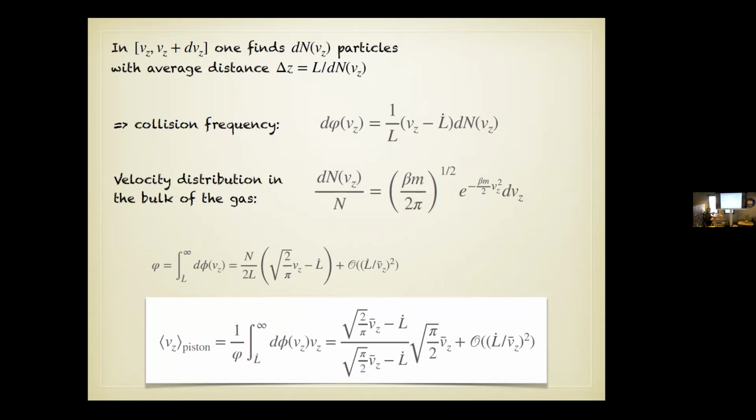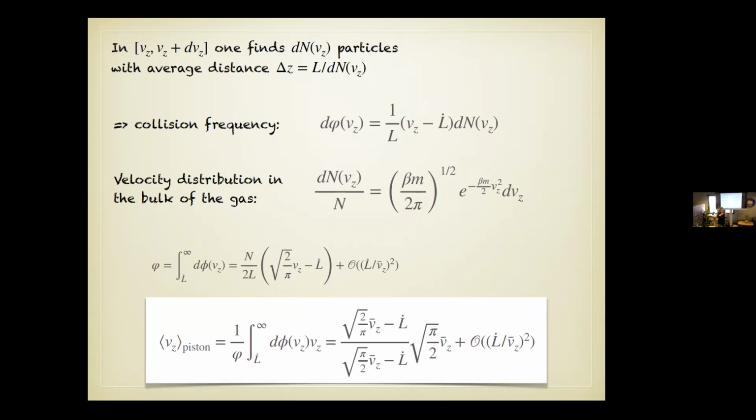actually the intercollision times, because we know now, if you look at all the particles in the velocity range between Vz and Vz plus dv, for particles with these velocities, they will have a set displacement that would be L divided by this dn, which means that we can compute the collision frequency in the following way. So that's then the formula for the collision frequency.